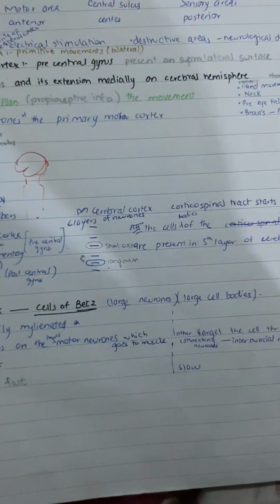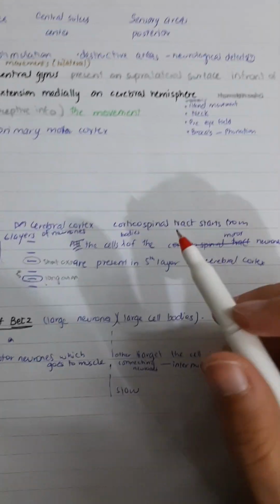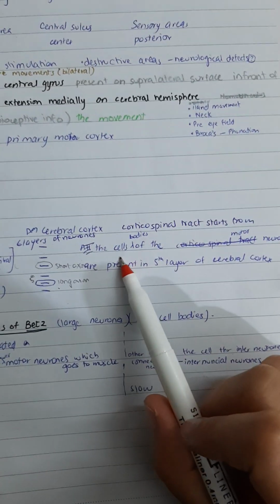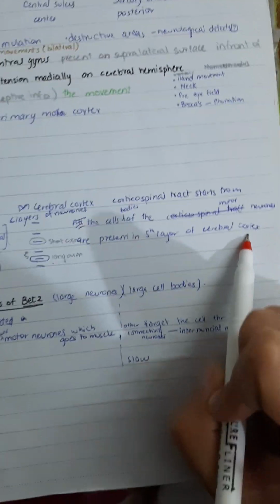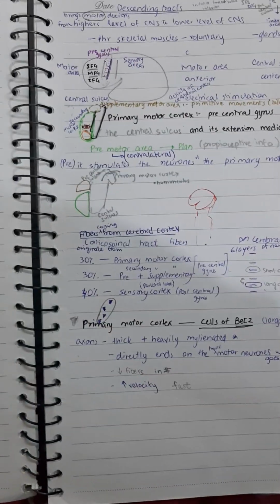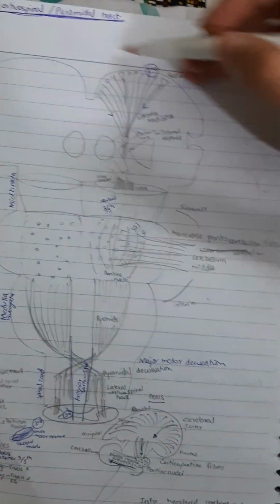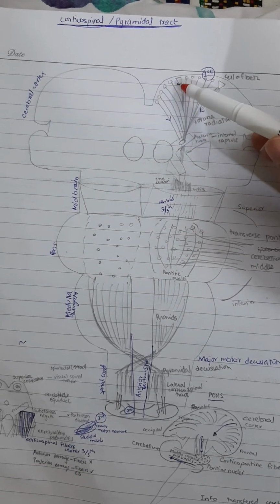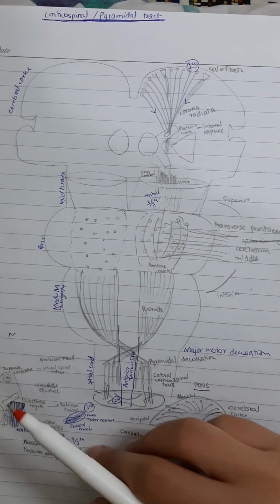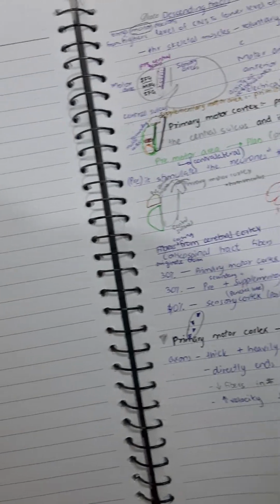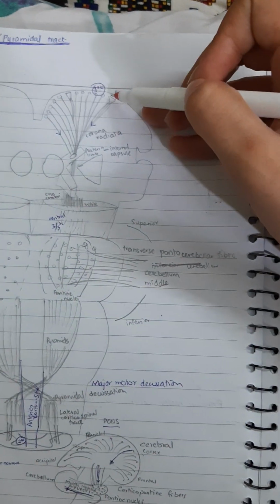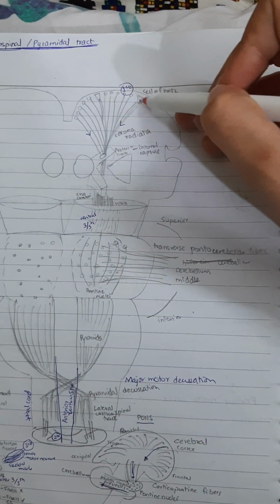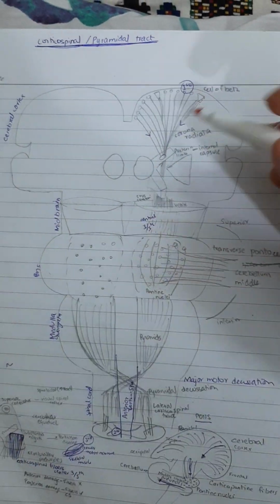The corticospinal tract starts from the cell bodies of the motor neurons, which are present in the fifth layer of your cerebral cortex. In the cerebral cortex you have cell bodies, and these cell bodies take messages all the way down to the spinal cord. A few of these cell bodies are really thickened, so there we have your normal cell bodies, and then you also have your cells of Betz.